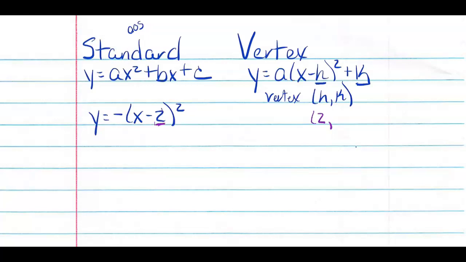Well, the k value is the constant, and as you can see, there's not one. Well, what number do we use for not one? Exactly, 0. So I can say that my vertex is 0, 2.